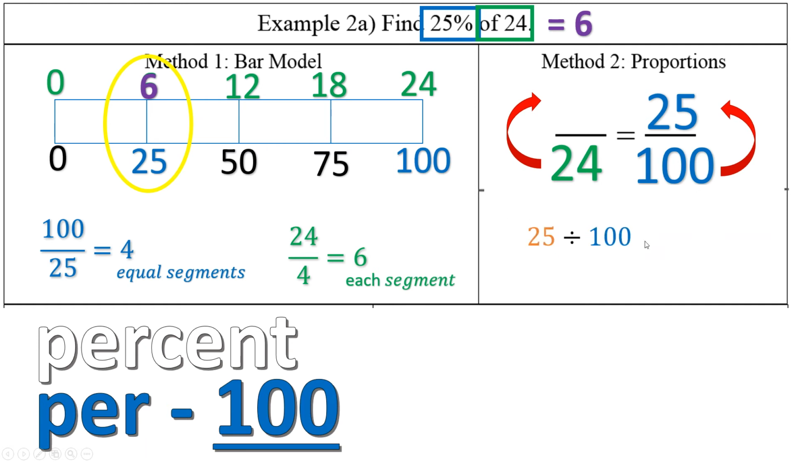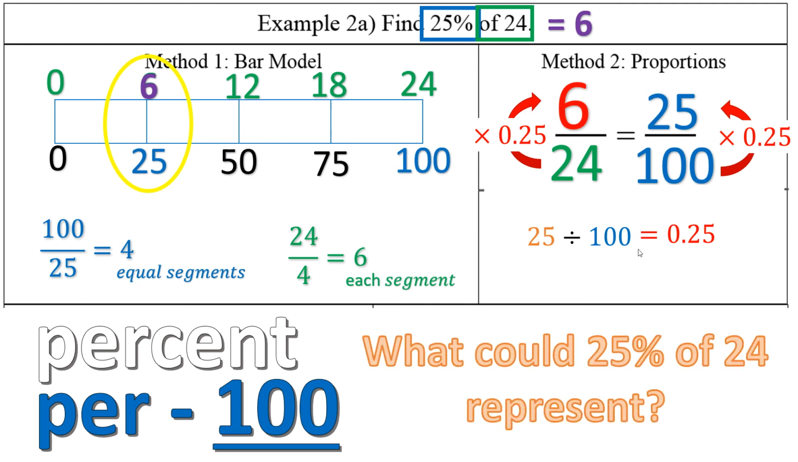But the method that will always work is converting your percent to a decimal. 25 over 100, 25 divided by 100 is the same as 0.25, which is like a quarter. So times 0.25, 24 times 0.25 is 6.